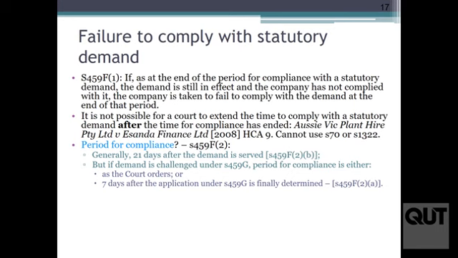And when they got to the High Court, the court said, well, the 21 days has expired and there's no right for an extension. If you do challenge the demand within the required 21 days, then it does enable the court to extend the compliance period as the court wishes, or 7 days after the application is finally determined.